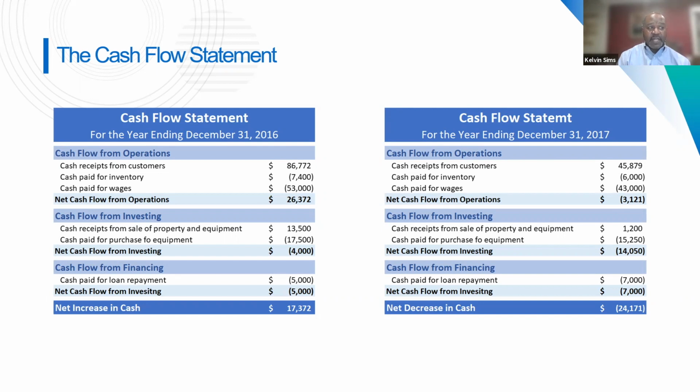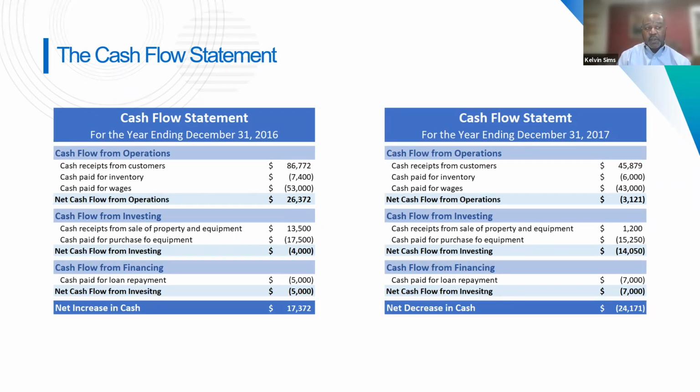From the investment side, the sale of the property, we sold $1,200 of equipment or property, and we made a purchase of $15,250. And so our net cash from our investment was $14,050.